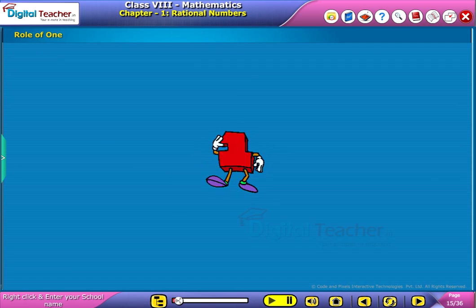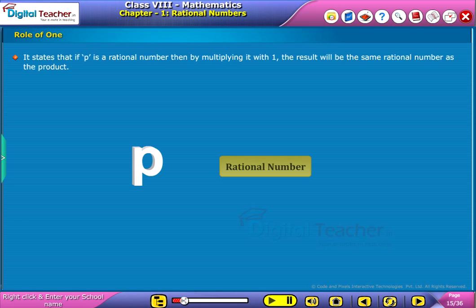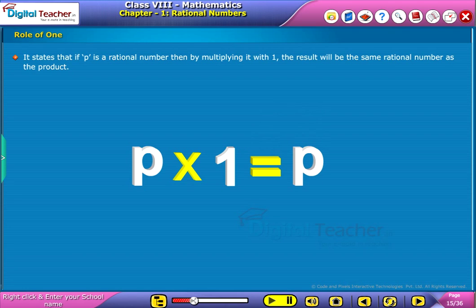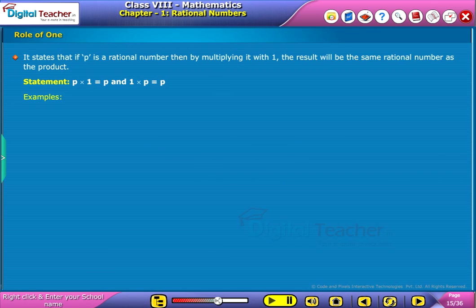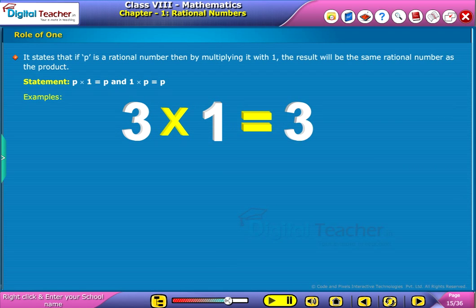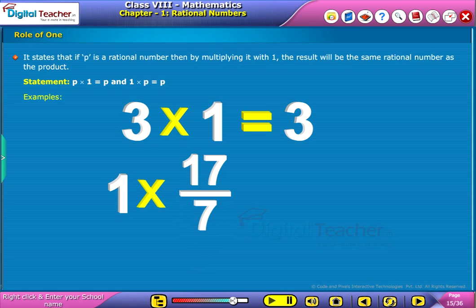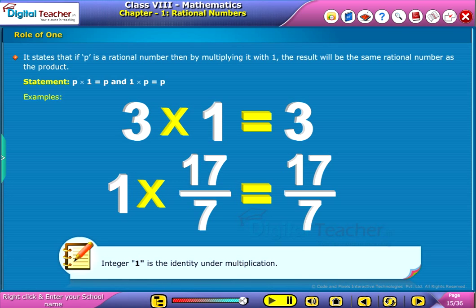Role of 1. It states that if P is a rational number, then by multiplying it with 1, the result will be the same rational number as the product. Statement: P into 1 is equal to P and 1 into P is equal to P. For example, when we multiply 3 with 1, we get the result as 3. And also when we multiply 1 with 17 by 7, we again get 17 by 7. Note: integer 1 is the identity under multiplication.